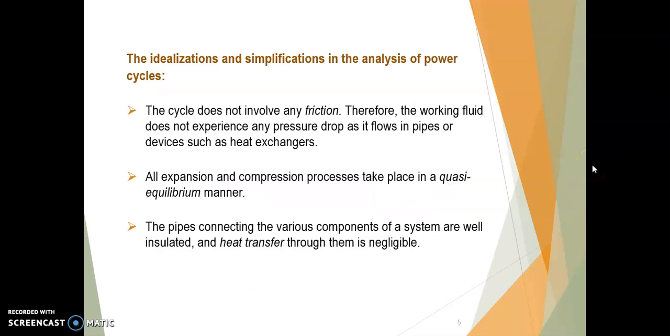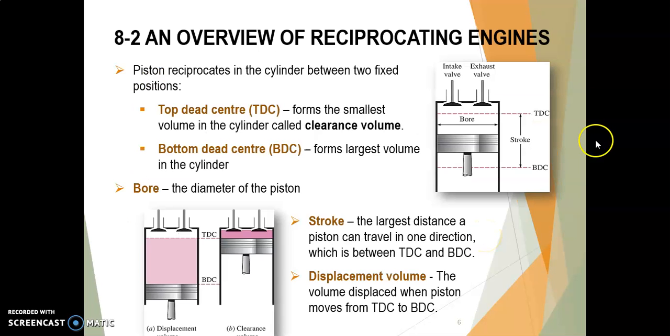As for the idealization and simplification in the analysis of the power cycle, we explained earlier that for this ideal gas there is no friction at all, which means there is nothing that could increase the temperature. In this part, there is no pressure drop. In the other part, the expansion and compression processes happen in a quasi-equilibrium manner. Then the connecting parts of the system are well insulated, and the heat transfer through the piping is neglected.